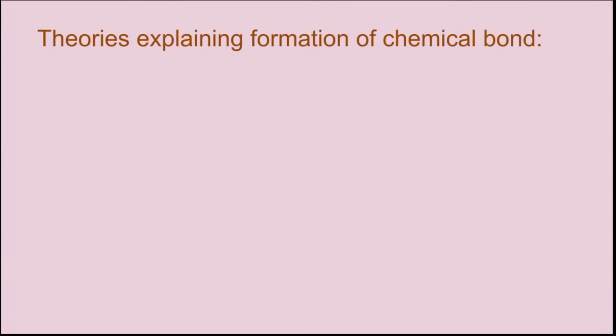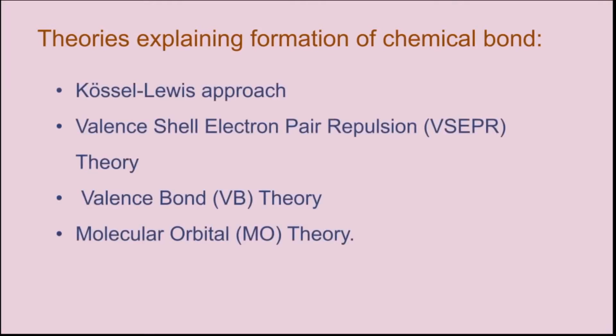In this chapter, we will be learning about different theories which explain the formation of chemical bond. Let us see what those theories are. First one is Kossel-Lewis approach. Second one is valence shell electron pair repulsion theory, that is VSEPR theory. Next one is valence bond theory, and finally we have molecular orbital theory.